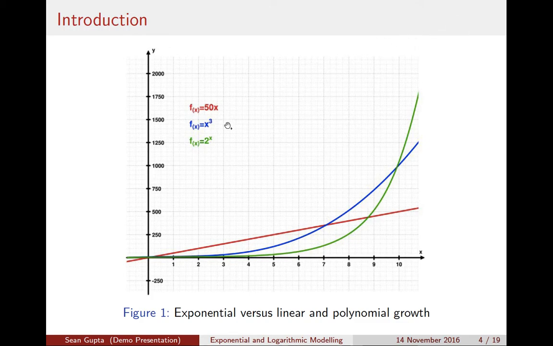But now compare this with the green line, 2 to the power of x. This is an exponential, and it grows really rapidly, much faster, of course, than the red line, but also a lot faster than the cubic line. And this illustrates that exponential growth is much stronger than polynomial growth.